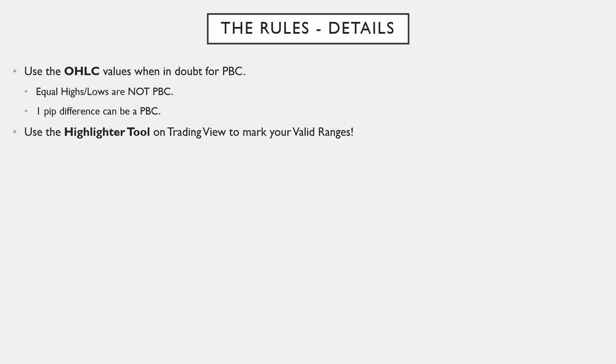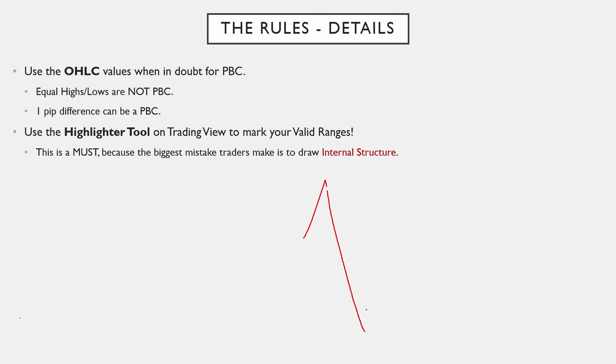Okay? A very important thing to do also is to use the highlighter tool on TradingView. I'm going to show you how to mark your valid ranges, because I've taught these valid ranges to a lot of people, and there is one big mistake that is made, especially in the beginning, which is that traders tend to draw internal structure. Okay? What I mean by this is I'm immediately going to give you an example just to stick it in your head. Let's say you have this valid range break, and then you're trading from this high to this low, because at this low you get an opposite candle and you get a pullback candle.